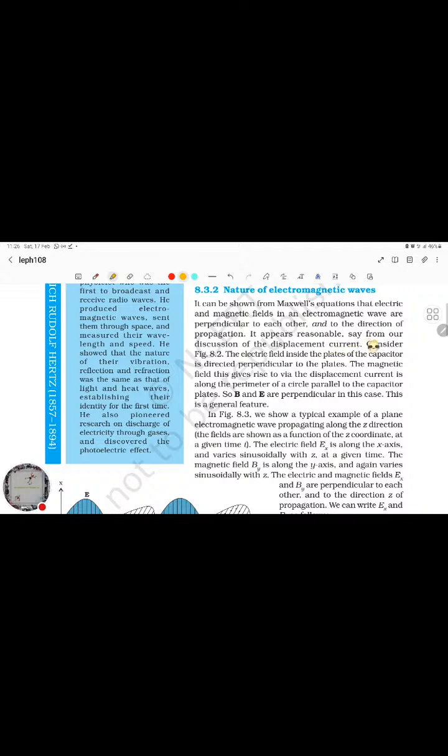It appears reasonable, say from our discussion of the displacement current. Consider figure 8.2. The electric field inside the plates of the capacitor is directed perpendicular to the plates. The magnetic field that it gives rise to via the displacement current is along the perimeter of a circle parallel to the capacitor plates. So magnetic field and electric field are perpendicular in this case. This is a general feature.